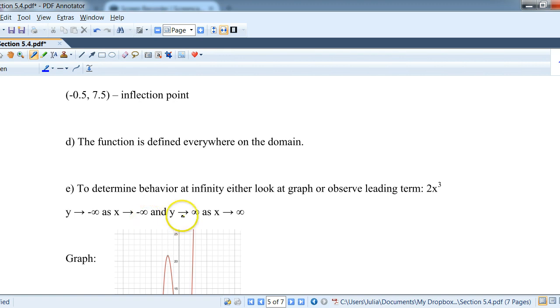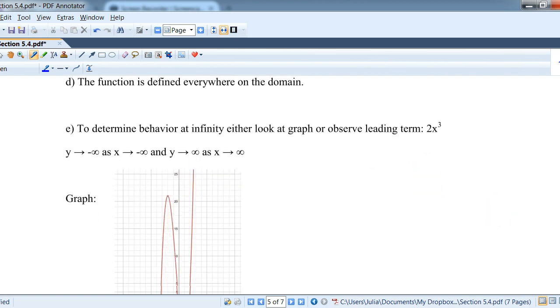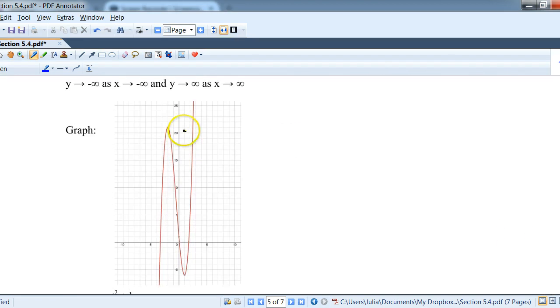And vice versa, y approaches positive infinity as x approaches positive infinity. So as x gets more positive, you'll get a bigger positive number. And you can see it from the graph too. I just used Desmos to copy and paste the graph. This is what it looks like.